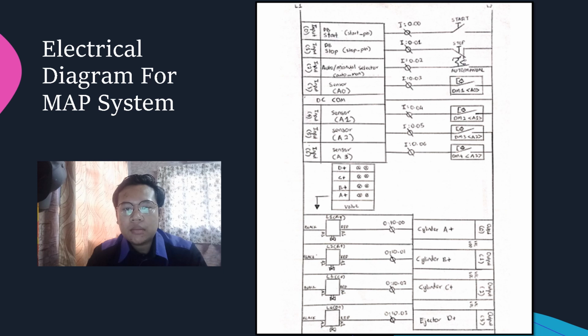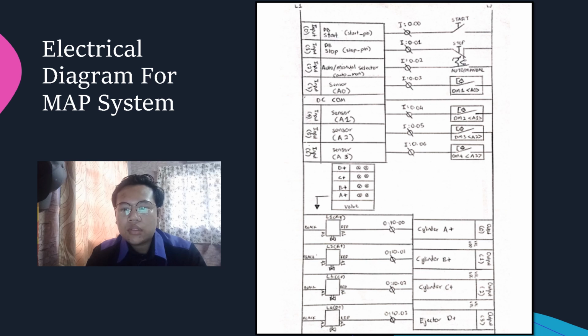For my part, it is about the electrical wiring diagram for the MAP system. For your information, in the electrical wiring diagram for the MAP system, there are some items used to create the diagram, which are cylinder A plus, cylinder B plus, cylinder C plus, ejector D plus, push button start, push button stop, selector auto manual, sensor A0, sensor A1, sensor B1 and sensor C1.